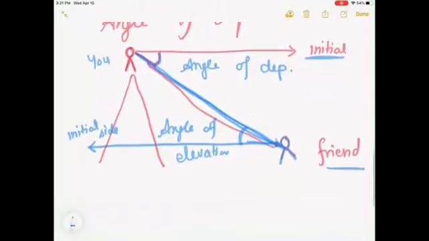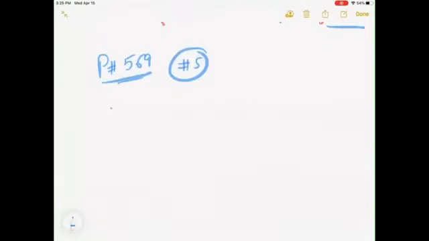Now I'm going to show you an example. I'm on page number 569, looking at example number 5. If you want to follow along, you can open your textbook. In this problem, a surveyor is standing 115 feet from the base of the Washington Monument, as shown in figure 9.26. The surveyor measured the angle of elevation to the top of the monument as 78.3 degrees. How tall is the Washington Monument?